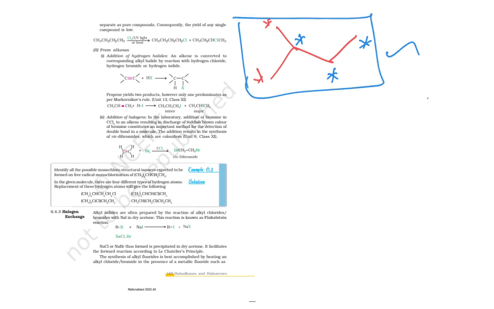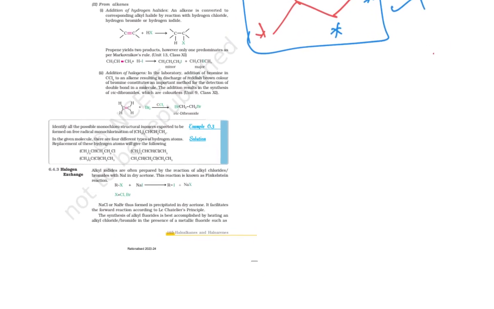Right. Next we go for the halogen exchange reaction. When it comes to halogen exchange reaction, there are 2 reactions. We can discuss one by one. Look here, the first one is the Finkelstein reaction.